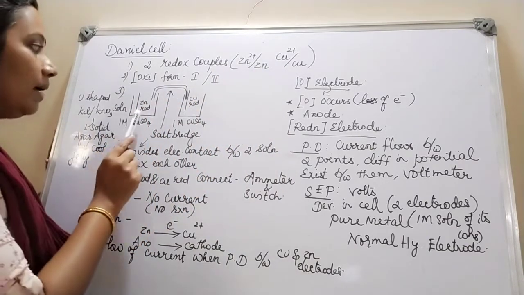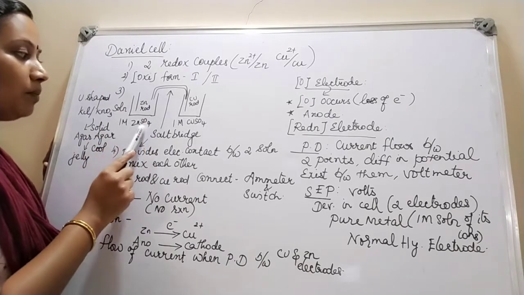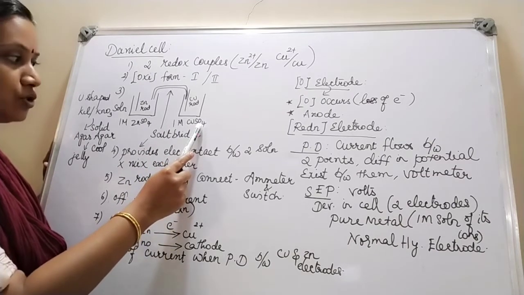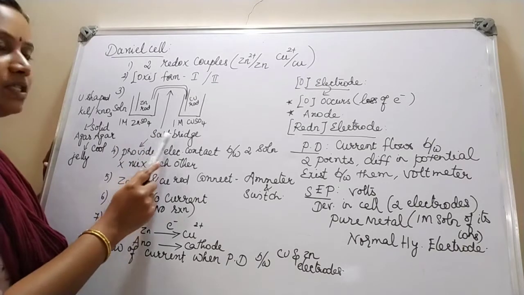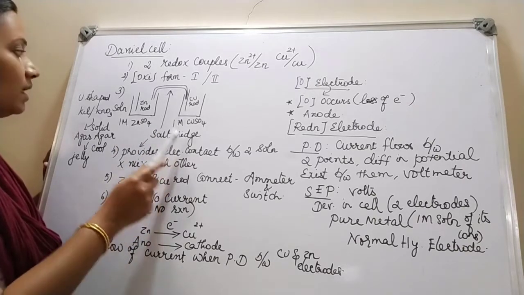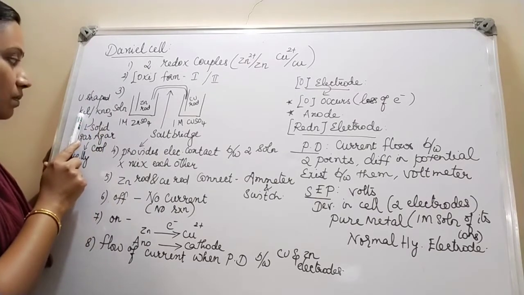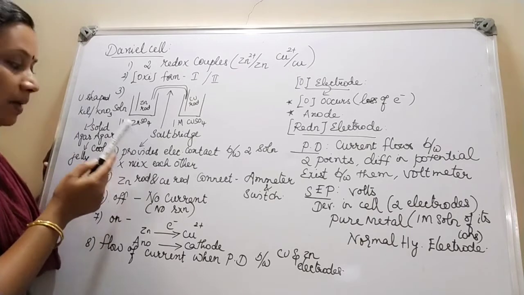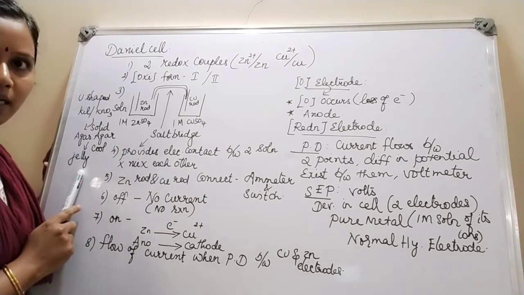So here I am going to take two beakers. In one beaker I am filling 1 molar zinc sulfate solution, and in the other beaker I am filling 1 molar copper sulfate solution. And these two solutions are connected by means of a salt bridge. What is a salt bridge? A salt bridge is nothing but a U-shaped tube which contains potassium chloride or potassium nitrate solution, which is solidified by heating it with agar-agar solution, and then I am cooling it to become a jelly-like substance.